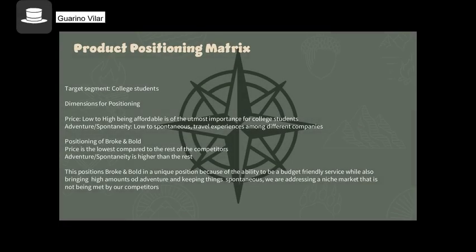So for our product positioning matrix, target segment college students, the two dimensions we used for positioning were first, price. Price is extremely important for any college student trying to plan on a budget, trying to plan a trip, whether that's internationally or domestically. Price is of the utmost importance. And two, adventure. We see adventure as the ability to book last minute.